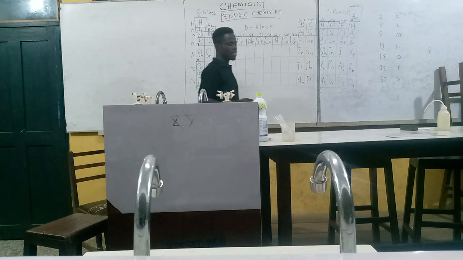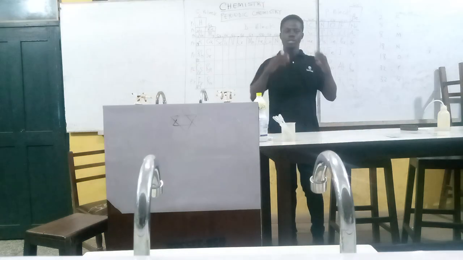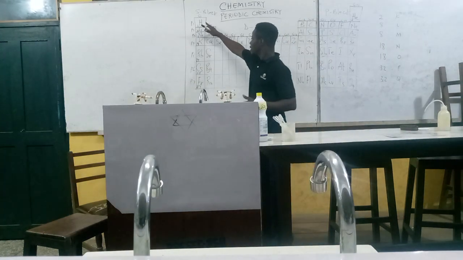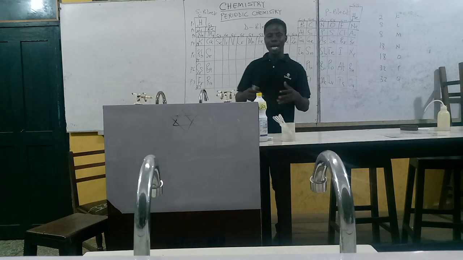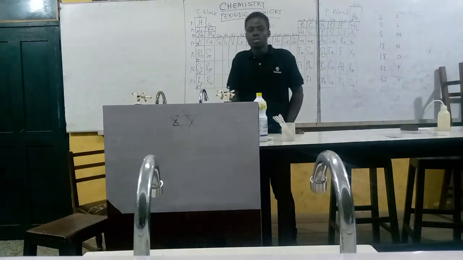So 37 plus the next one, which I think will give us 55, and this will give us 87. So you can see from this place clearly that we can use these magic numbers to know the number of, or the atomic numbers of the various elements.